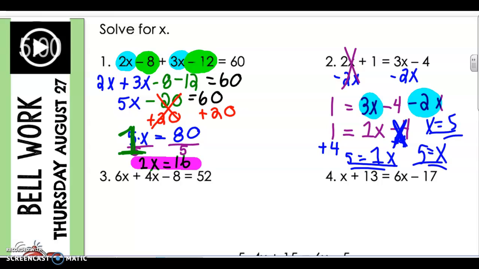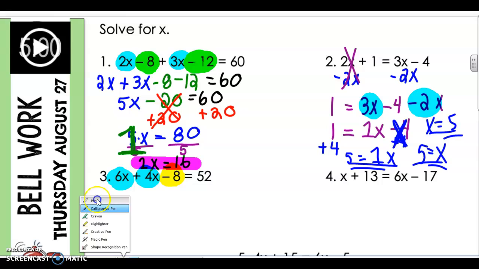All right, number 3, 6x plus 4x minus 8 equals 52. On the left-hand side of the equal sign, we're going to see we do have some like terms. 6x and 4x, those are like terms, so I highlight them both blue. They both have an x. Negative 8, it's not like them. It doesn't have an x attached to it, so I'm going to highlight it yellow.